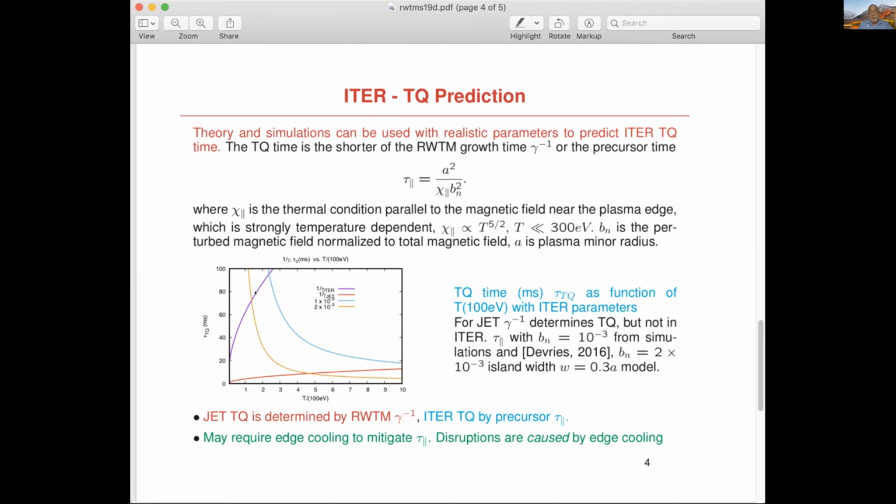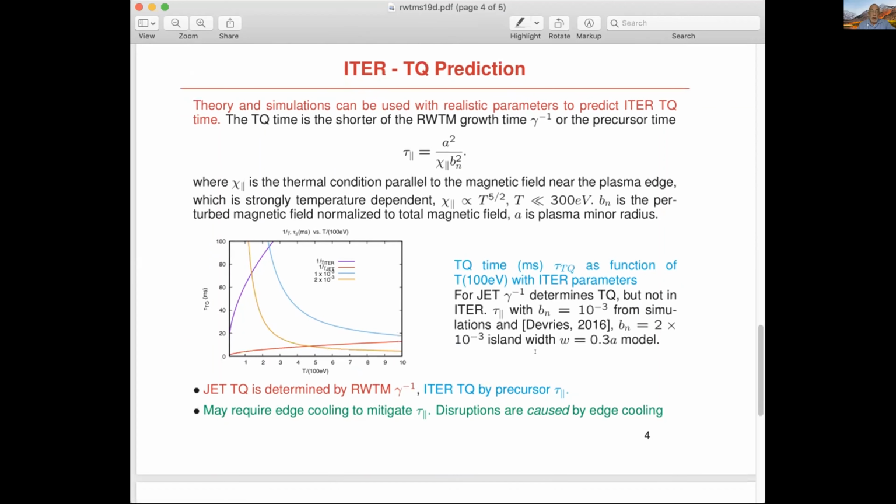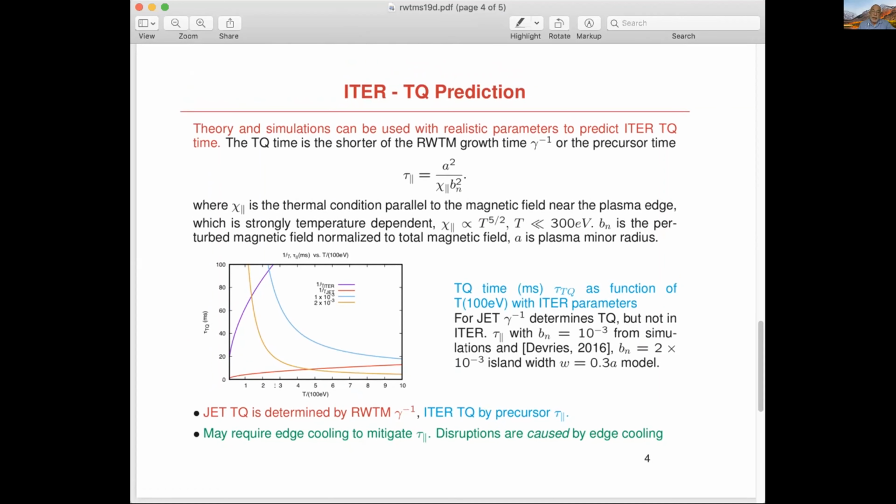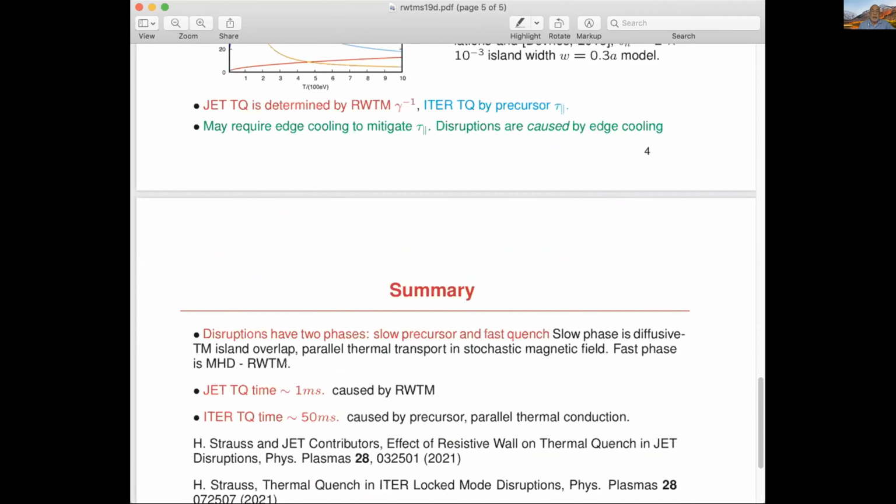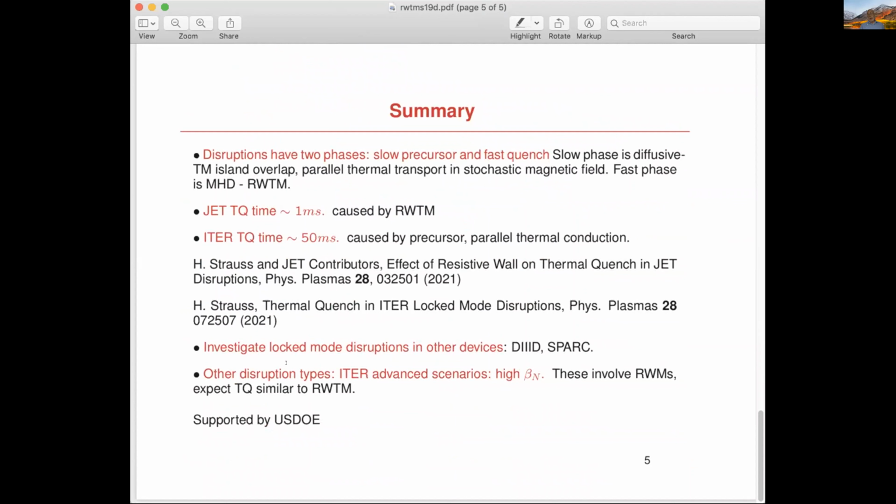Instead, it's this parallel diffusion, and I've given two examples with two values of this B parameter, taken from the simulations and also from a scan of experimental results. So to summarize, instead of having a thermal quench time of a millisecond caused by this resistive wall tearing mode, which I showed, you could have an ITER thermal quench time which is almost 2 orders of magnitude longer, caused by this precursor. That would really make a very big difference in how you would have to deal with ITER disruptions.